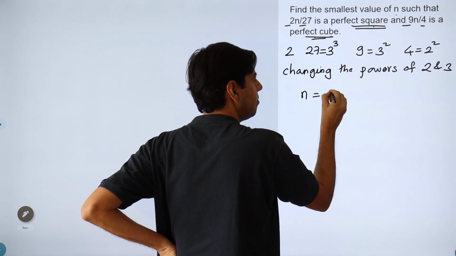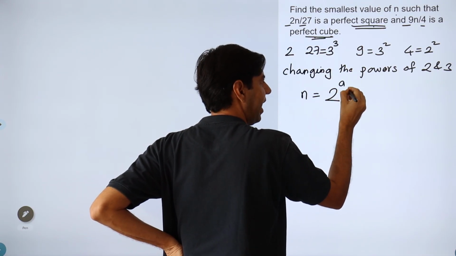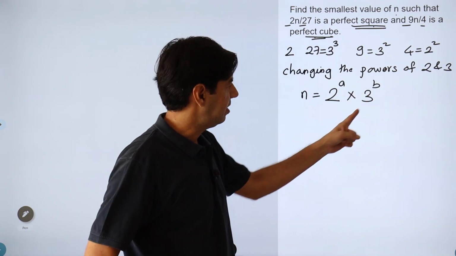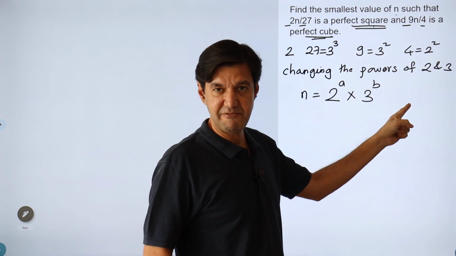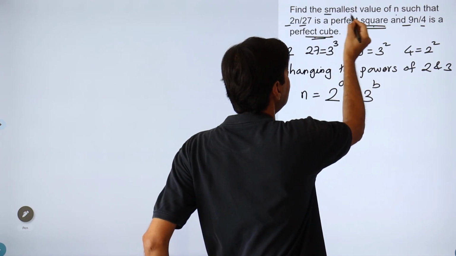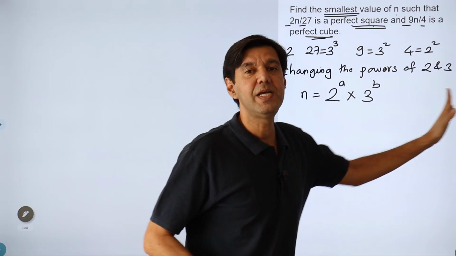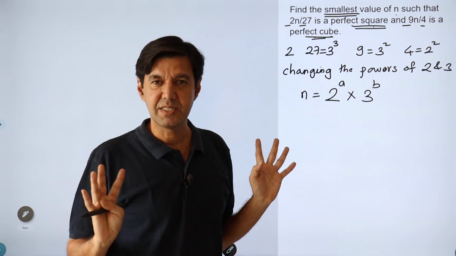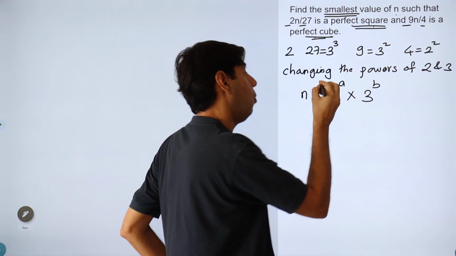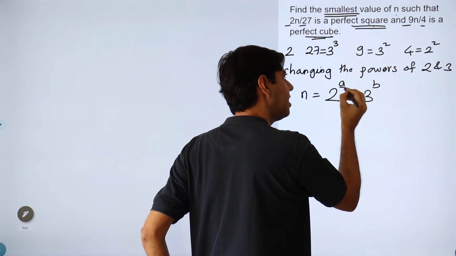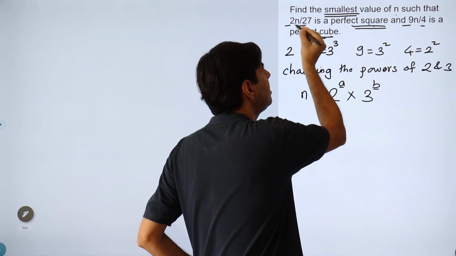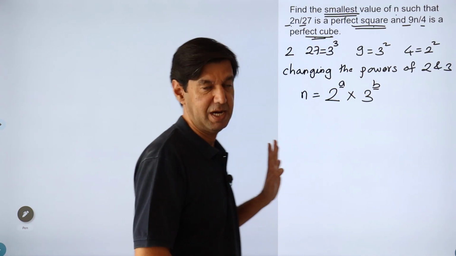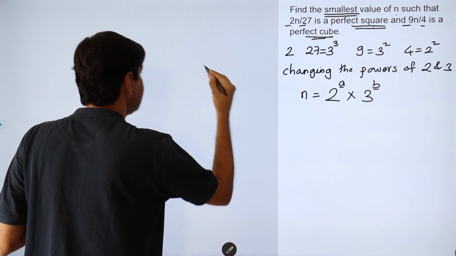So let's assume the number n as 2 raised to a into 3 raised to b. There could be further primes also, 5, 7, 11, but we need the smallest value. So why do we need to get those 5, 7, 11 involved? Let's say their powers are 0, so that the number is small. Why do we need the powers of 2 and 3? Because they are going to be changed, because we do 2n by 27, 4n by 9. So that is what you have to do next.